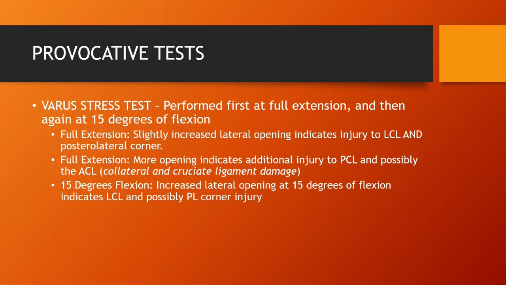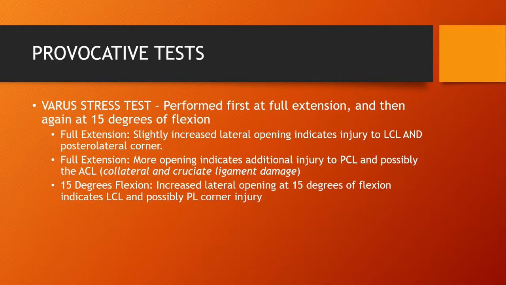So in full extension, if we detect slightly increased lateral opening of the knee joint, that's going to suggest injury to the lateral collateral ligament and to the posterolateral corner structures. Now it's going to be virtually impossible to detect which of the posterolateral corner structures are involved, but it suggests to us that one or more of those structures are involved when we have laxity on full extension.